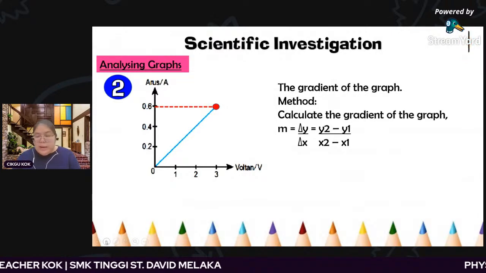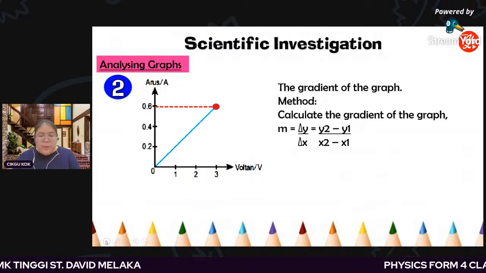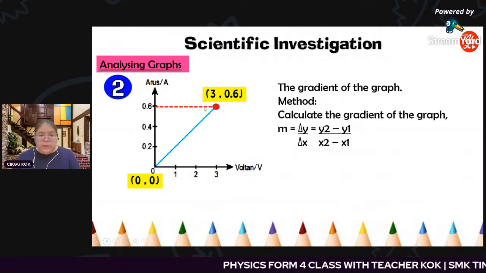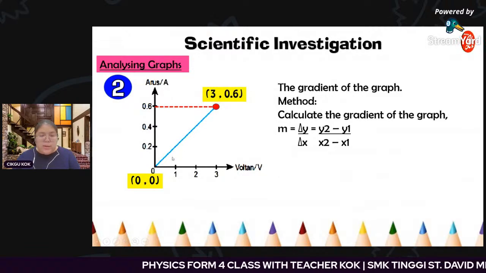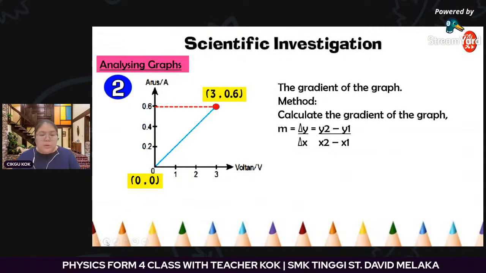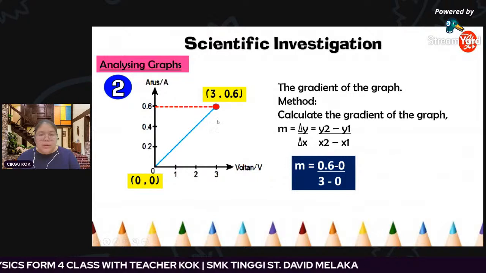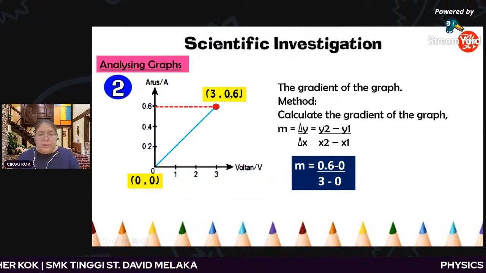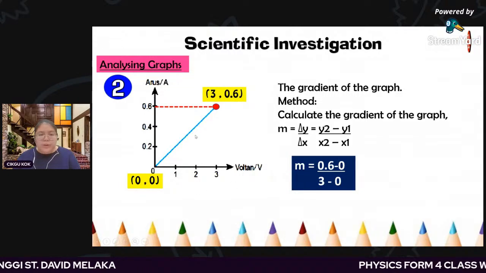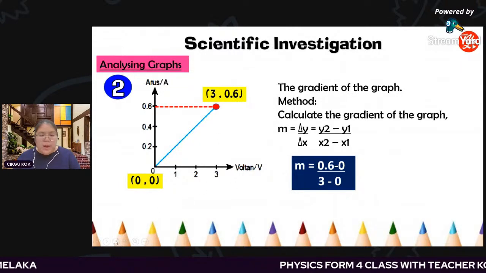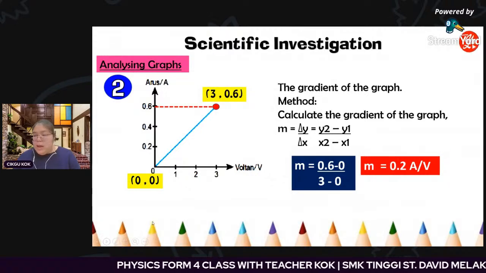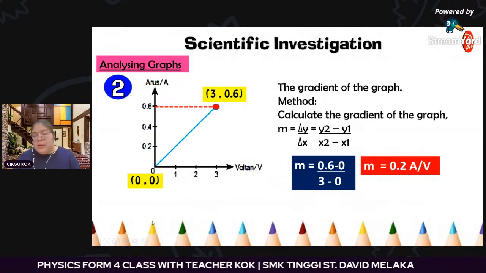I draw the line first. This is the point I want to use. I write the coordinates. This should be 3, 0.6. This one is 0, 0. So from here, I take these as the points to measure my gradient. So my gradient is 0.6 minus 0, over 3 minus 0. So my answer is 0.2.